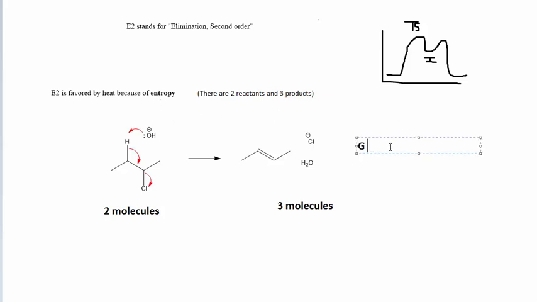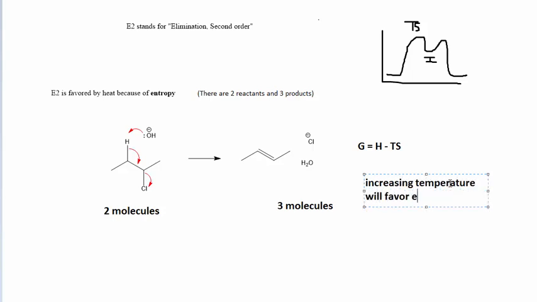Now, if you remember your thermodynamics, you should remember this big equation. So if the elimination is favored by entropy, that means increasing temperature will favor elimination. Right? Remember, the more negative your delta G is, the more spontaneous a reaction is. So this is one big reason why, when you get to substitution versus elimination, more heat will favor elimination.